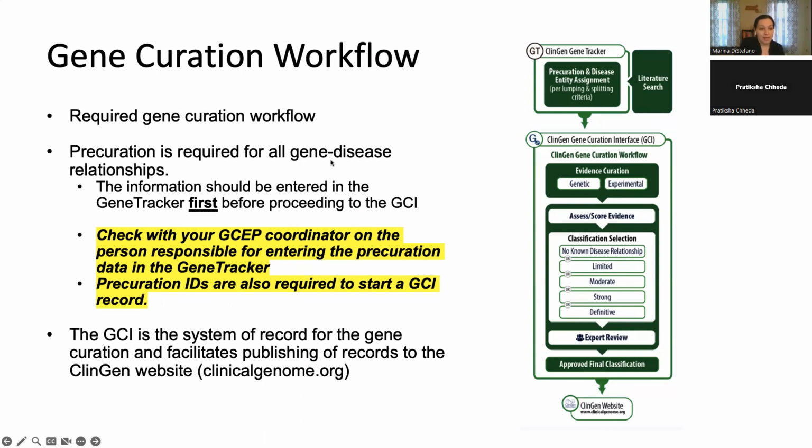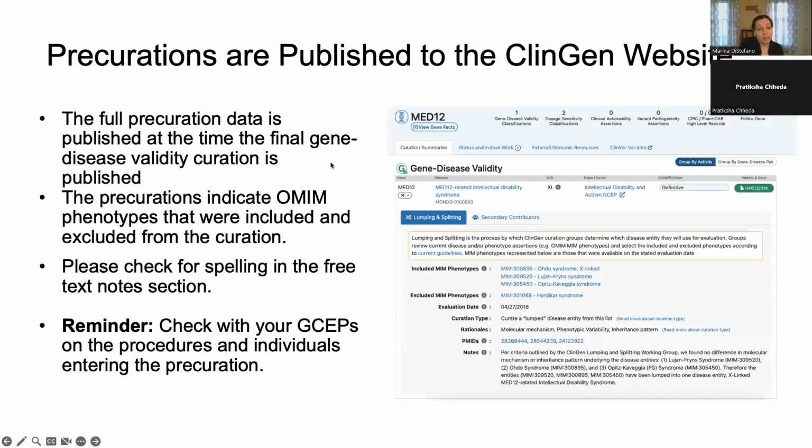So as I just said, pre-curations are published to the ClinGen website. The full pre-curation data is published at the time of the final gene disease validity curation. So until that time, this information won't be visible on the ClinGen website. There are some GCEPs that change their mind as to lumping and splitting as they really dive into a gene curation, and that's why we've made it this way. So the pre-curations will indicate OMIM phenotypes that were included and excluded from the curation.